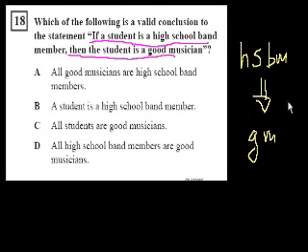Which I kind of wrote in shorthand here. They're asking, okay, if we know that to be true, which of these statements can we conclude from that? Statement A says all good musicians are high school band members. Well, no, that doesn't tell us that. It doesn't say that all good musicians.